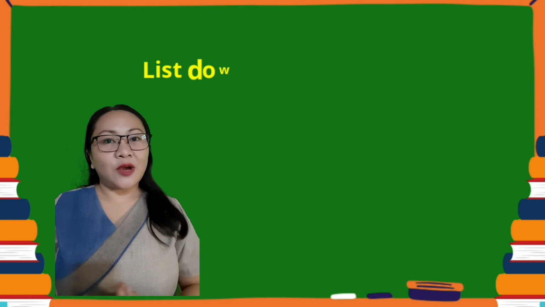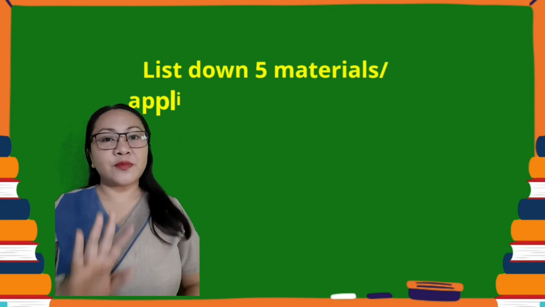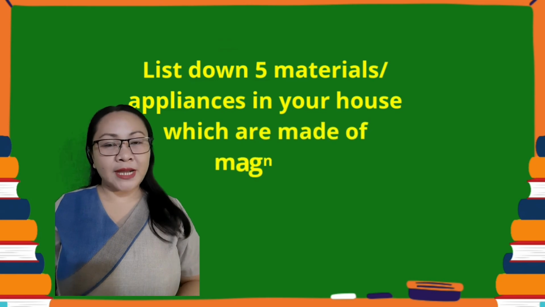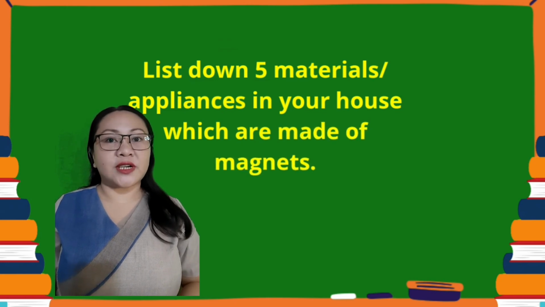This time, I want you to list down 5 materials or appliances in your house which are made of magnets. Write your answers in your activity notebook.